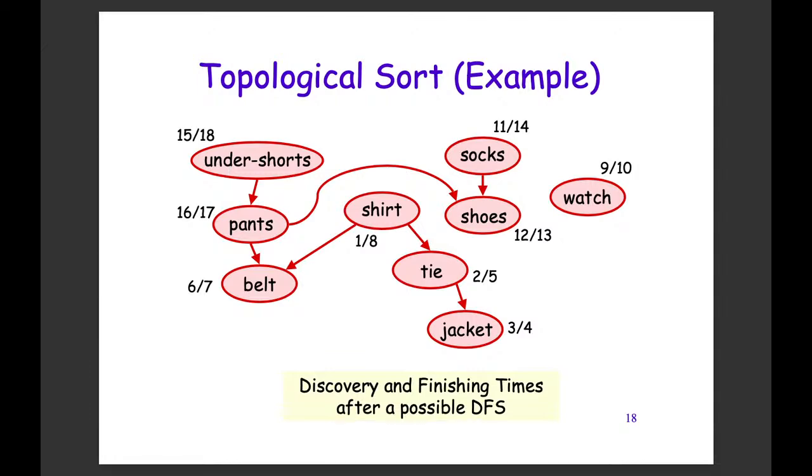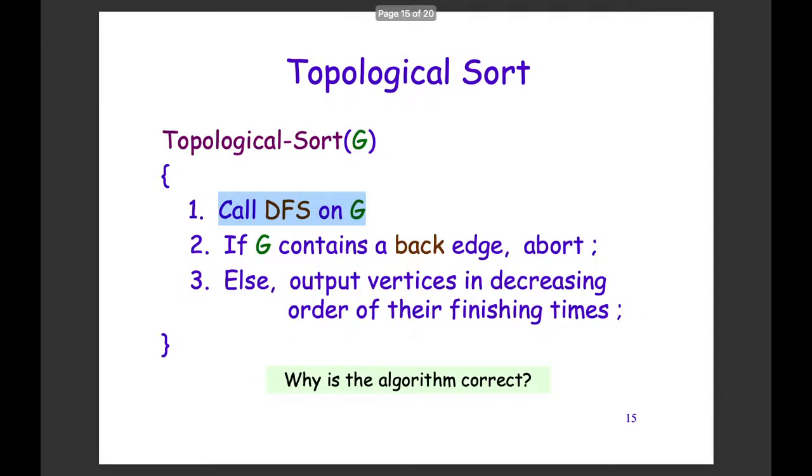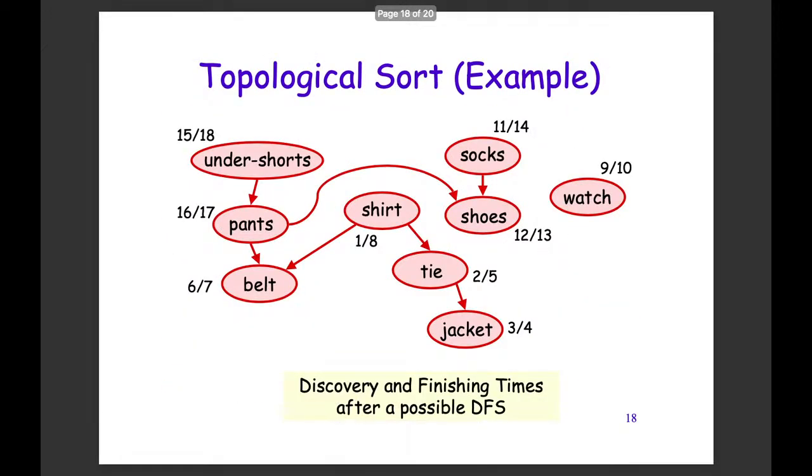So why does it work? First of all, we assume that there is no back edge, because if there is one, then we will abort correctly. If there is no back edge, then we can look at each directed edge. We want to make sure that according to the finishing time, each directed edge always goes from someone with a larger finishing time to a smaller finishing time. That's not trivial, because they may not be tree edges.